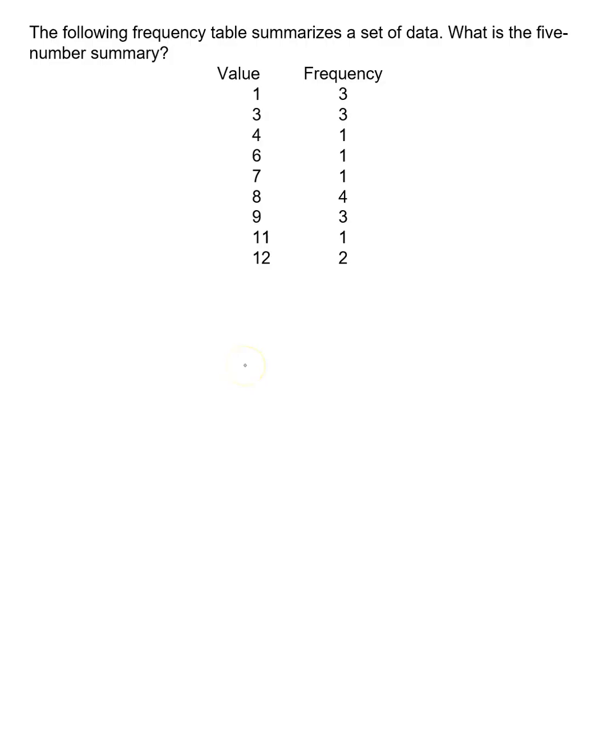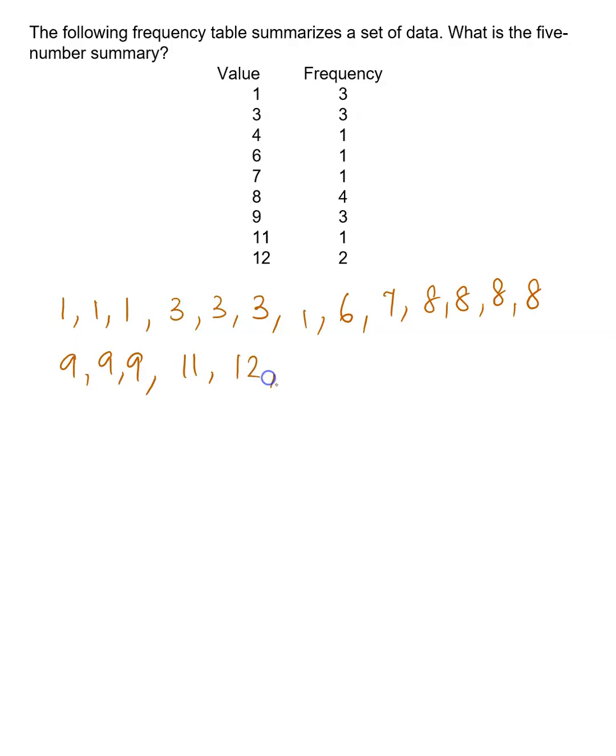So it says 1 has the frequency 3. That means 1 repeats 3 times. So just write 1 three times. 3 also has a frequency of 3, which means 3 repeats 3 times. 4 repeats only once, 6 is only once, 7 is once, 8 is 4 times. Right? You can see that right across it. 9 is 3 times. 11 and 12 twice.